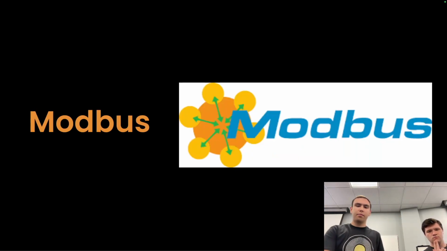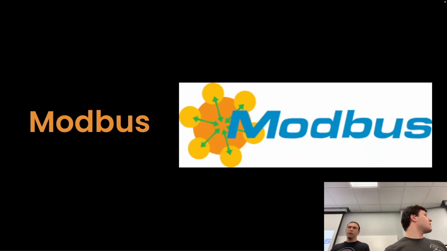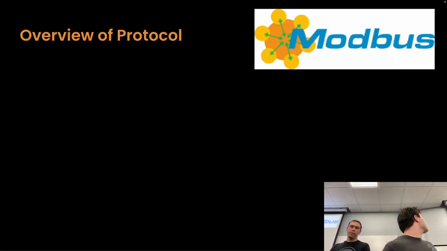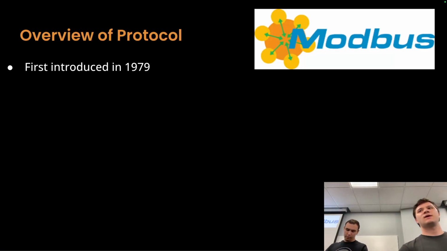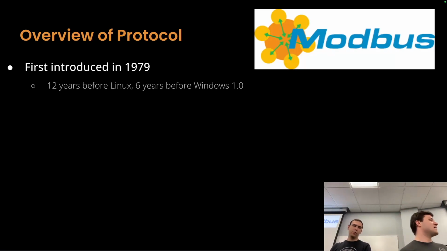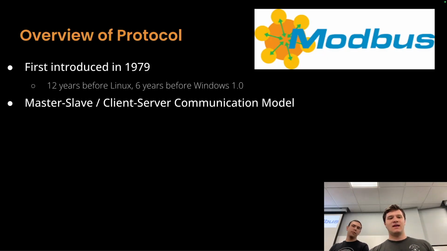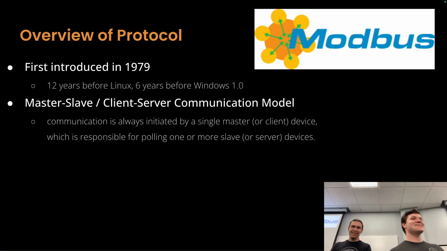The first one we're going to be covering is Modbus. Modbus is a protocol that was invented in the 70s, so it actually came out before Linux and before Windows. It has a master-slave communication model, which I know sounds kind of wrong, but the master sends out a command to its slaves, and if it does a broadcast to all of those slaves, the slaves don't respond back. They only respond when spoken to directly.